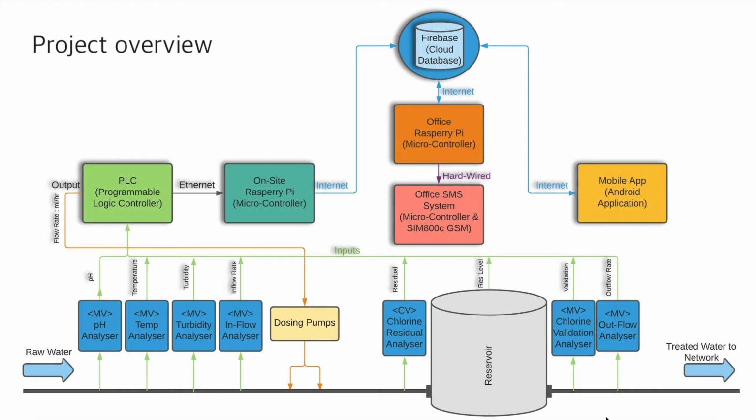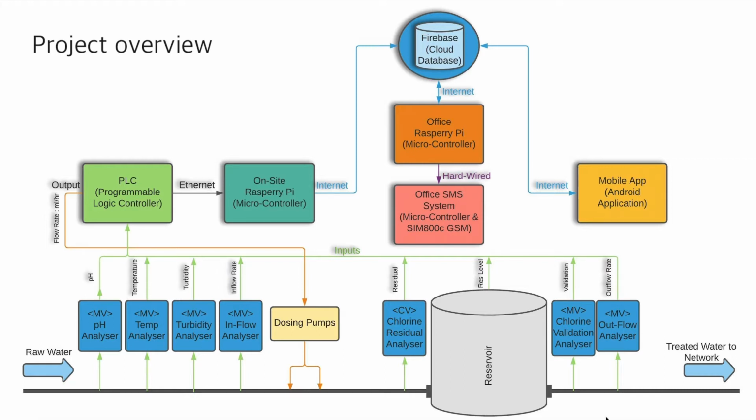The on-site Raspberry Pi is connected to the local PLC, which pulls the instrumentation data from the process, then pushes it to the cloud. The Raspberry Pi in the office pulls this data into it and monitors the conditions to trigger alarms if need be.